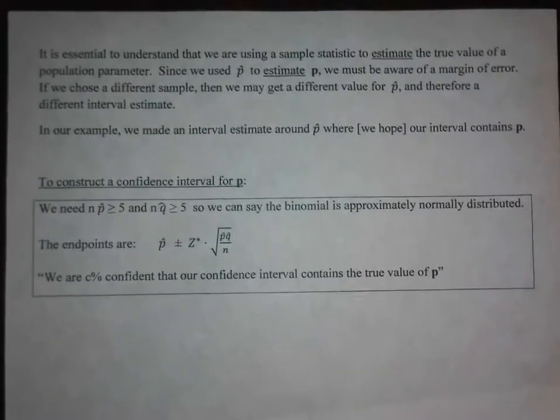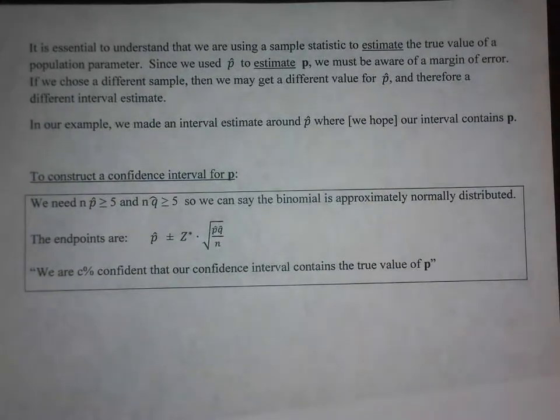Okay, so at the very end here, it's essential to understand that we're using a sample statistic to estimate the true value of a population parameter. Since we use p hat to estimate p, we must be aware of that margin of error. If we chose a different sample, then we may get a different value for p hat, and therefore a different interval estimate. In our example, we made an interval estimate around p hat where we hope our interval contains p.